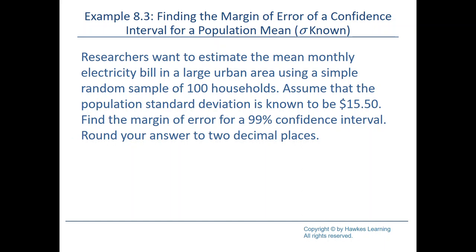Again, I'm going to highlight some keywords here. We know that we have a random sample of 100 households. We know that our population standard deviation is $15.50. We want a 99% confidence interval, and we want to find the margin of error for this confidence interval.